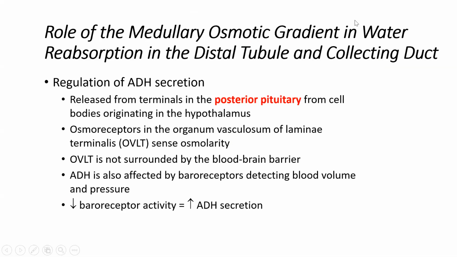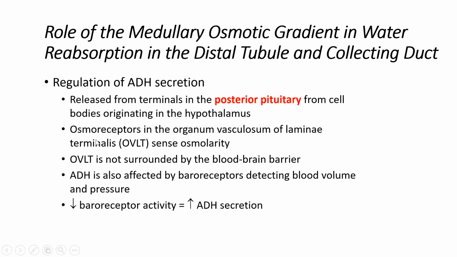And so this slide kind of summarizes that, the fact that ADH is secreted from the posterior pituitary, right? These are cells that are originating up in the hypothalamus. Remember, the posterior pituitary doesn't actually make hormones itself. It simply stores those hormones that are made in the hypothalamus. And that neural connection where we have those axons making the hormone in the hypothalamus, storing the hormone in the axon terminals of those neurons, and then releasing it in response to certain stimuli.